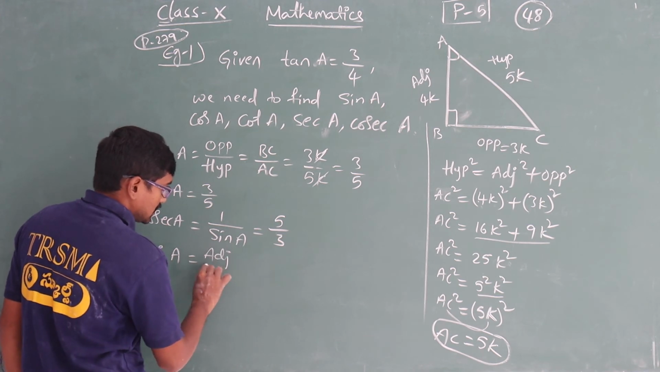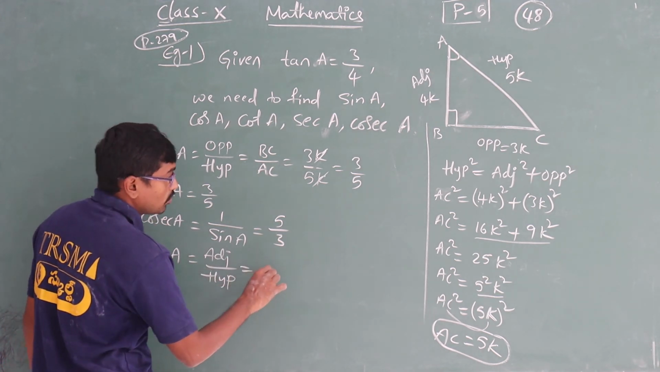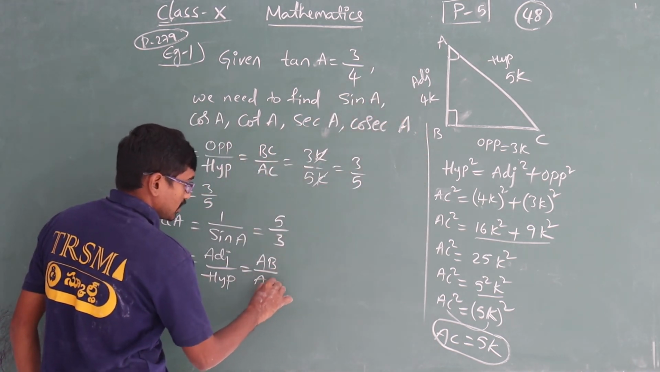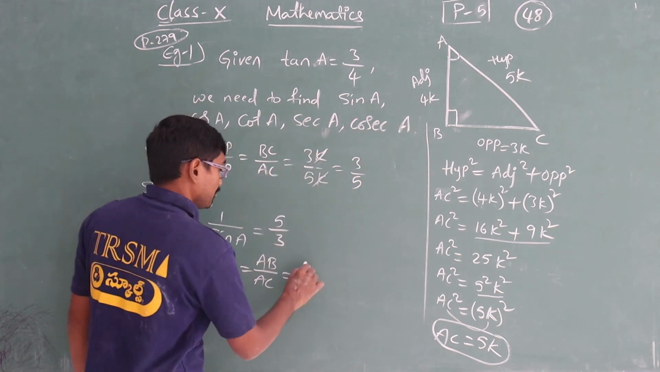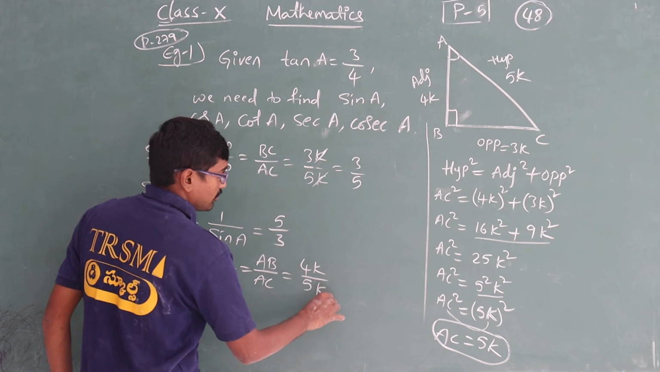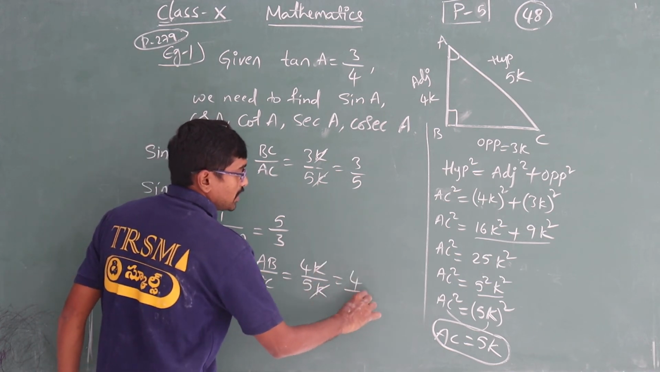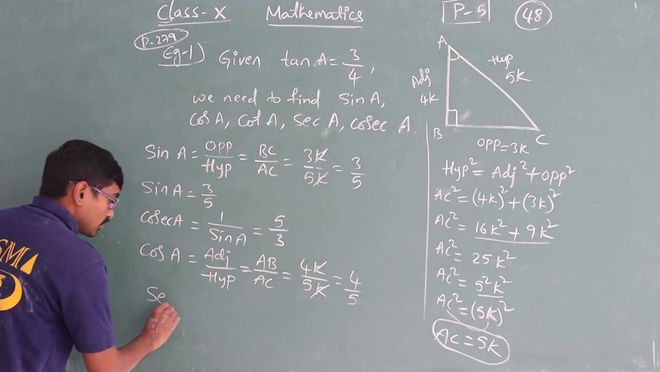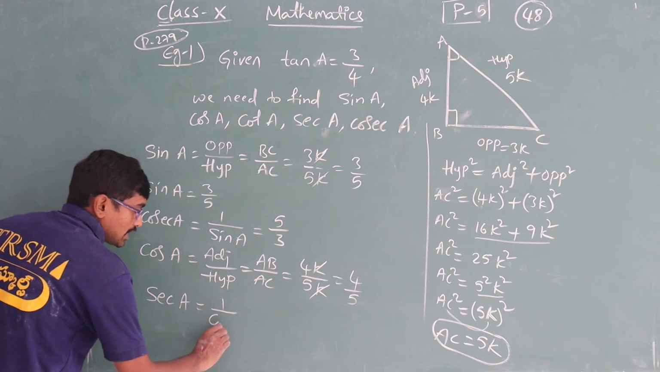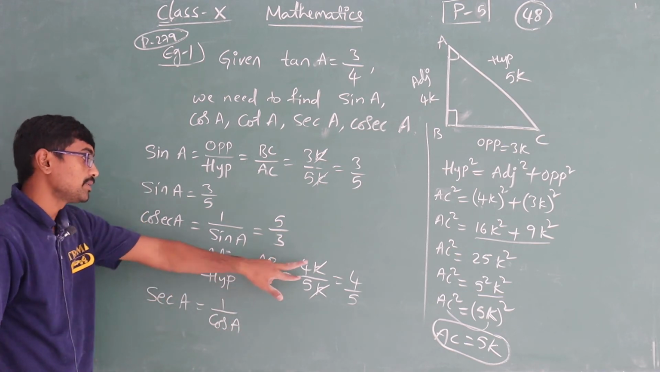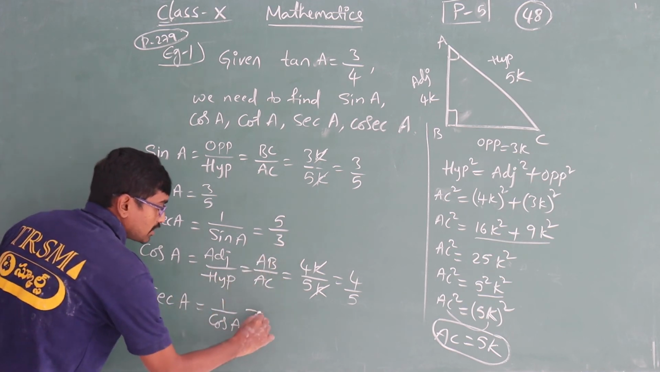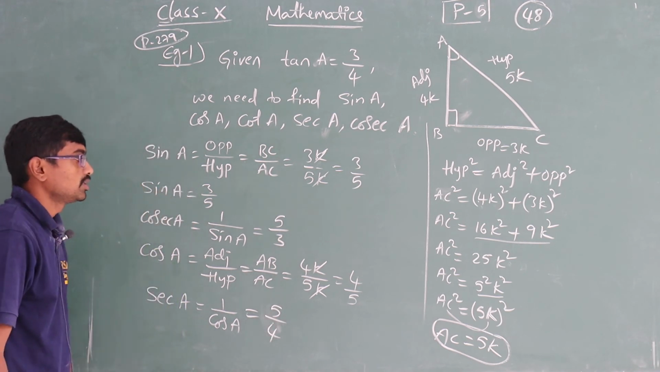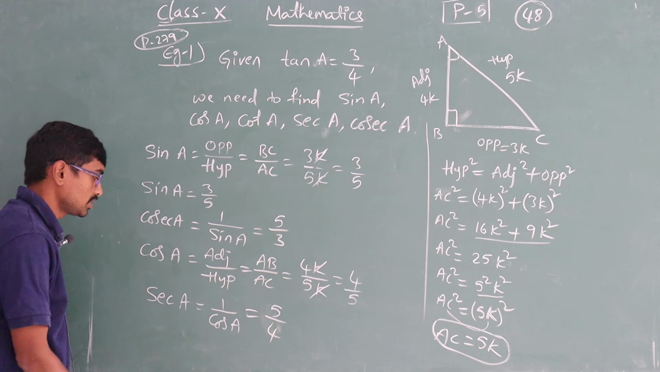Similarly, coming to cos A, what is cos A? Adjacent side divided by hypotenuse side. What is adjacent here? AB divided by AC. AB here is 4k. 4k divided by 5k. K gets cancelled. So remaining will be 4 by 5. Coming to the reciprocal of cos. What is the reciprocal of cos? Absolutely. Secant A is equals to 1 by cos A, isn't it? It means the reciprocal of cos A. So I will write the reverse of this, 5 divided by 4, isn't it? 5 divided by 4.